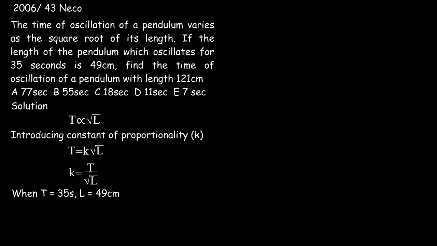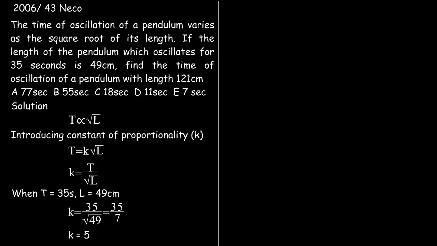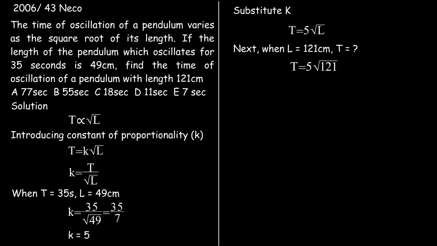Substituting this into k equals to t over the square root of L, it becomes k is equals to 35 divided by the square root of 49, which is equals to 35 divided by 7, which is the square root of 49. 35 divided by 7 is 5, so k will be equals to 5. Now, we are going to substitute k in our equation, which will make it become t is equals to 5, the square root of L. Next, when L is equals to 121 centimeters, t will be our unknown, so t will be equals to 5, the square root of 121, which is 11, which will make t to be equals to 5 times 11, which is equals to 55 seconds.